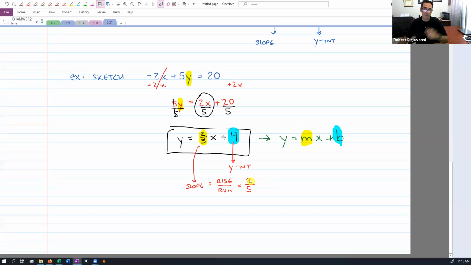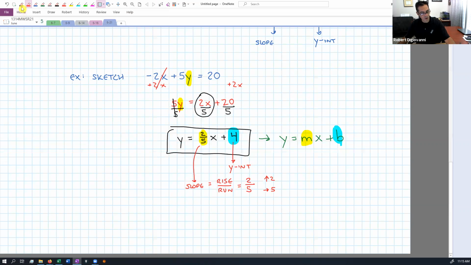Having a two on top means we rise by two, means we go up by two. Having a five on the bottom, the run is left and right. Because it's positive, we go to the right five. So, Katrina, let's graph this, okay?